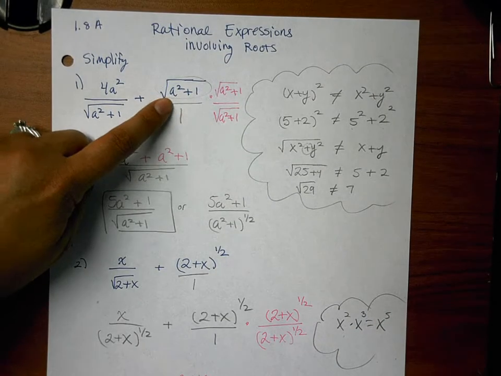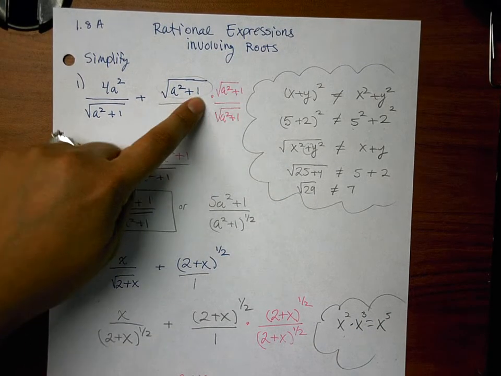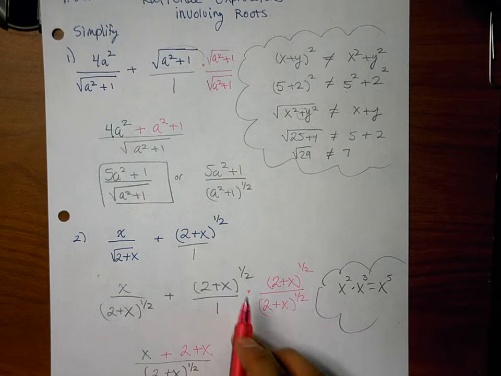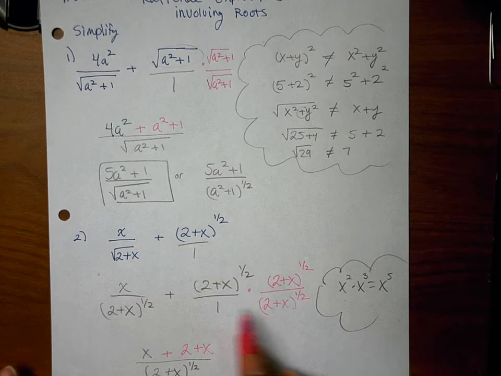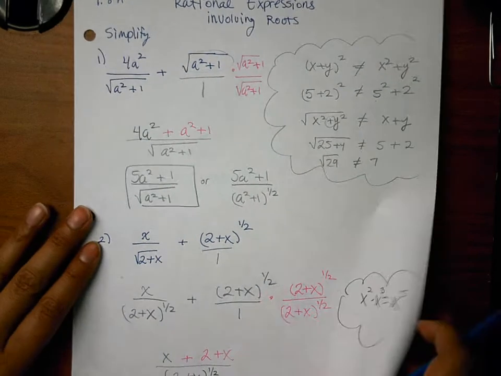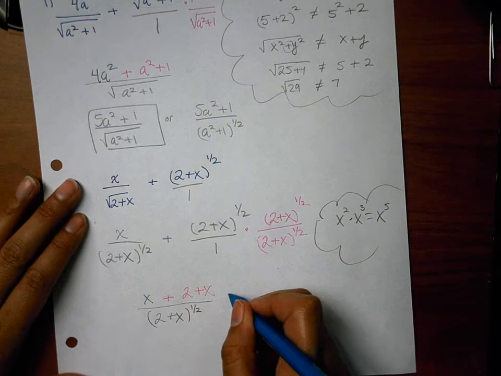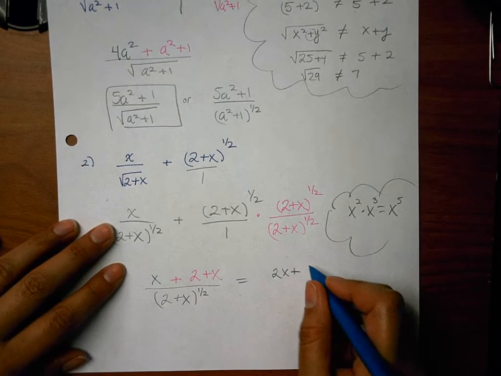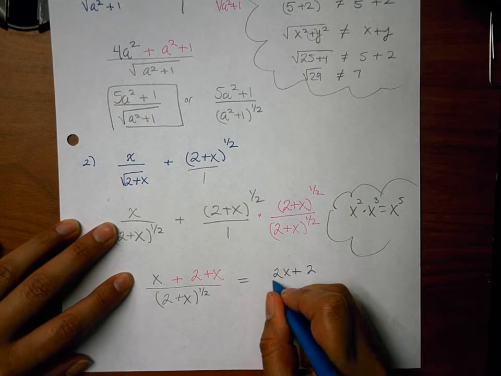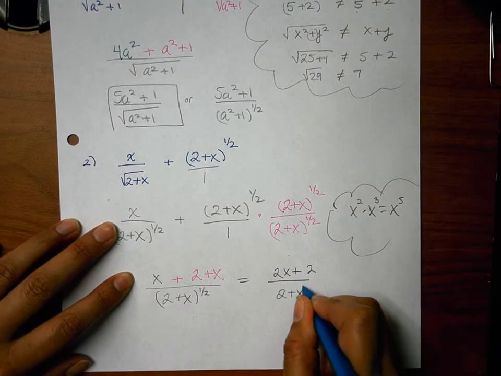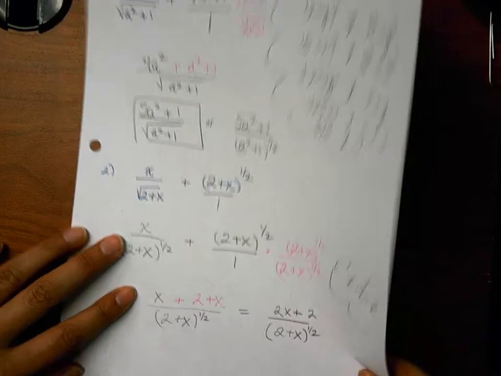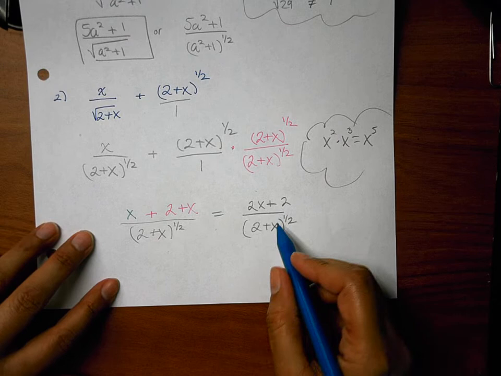If you had changed them both to square roots, it would look something like this one. The square root times the square root where the insides are the same. The square roots undo each other. Same concept. 1/2 plus 1/2 is 1. You're left with just 2 plus x. Okay, so this is 1x plus 1x is 2x plus 2 over 2 plus x raised to the 1/2 power.